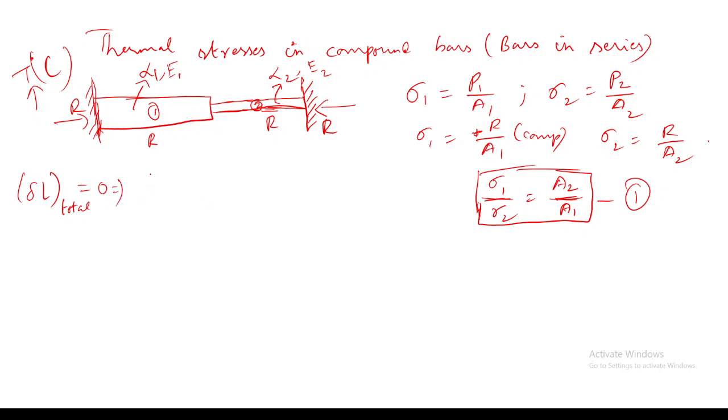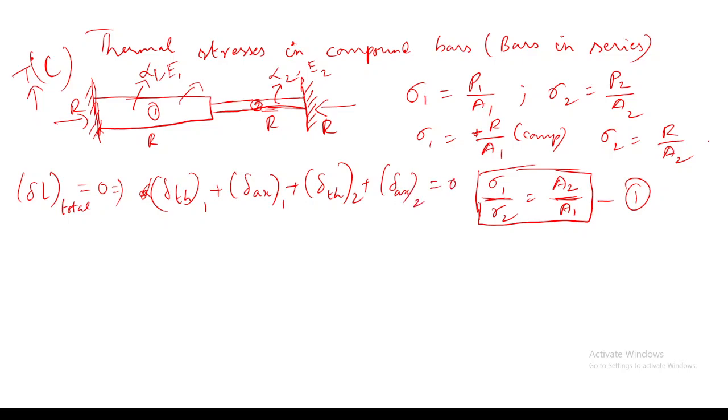For example, this delta L total comprises four deformation components: one due to thermal elongation of member 1, another due to thermal elongation of member 2, another due to the axial load acting on member 1, and another due to the axial load acting on member 2. So I am rewriting this as delta thermal of 1 plus delta axial of 1 plus delta thermal of 2 plus delta axial of 2 equal to 0.